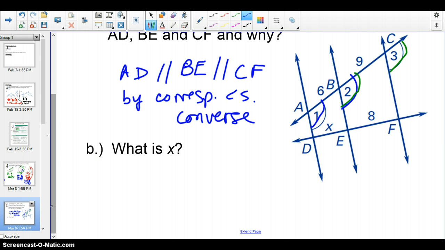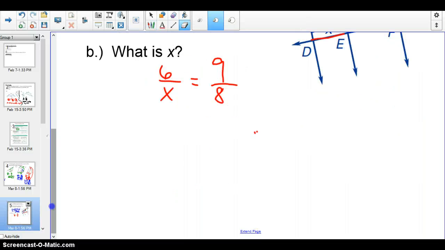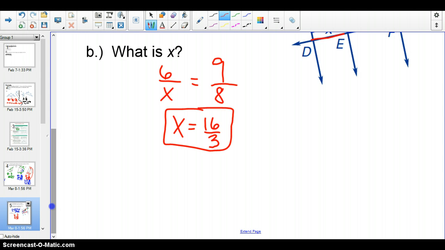Okay, so now they want us to solve for x, and if you remember from our vocab earlier, these parallel lines create all kinds of ratios in this figure. One proportion that is true is that 6 must be proportional to x, just like 9 is proportional to 8. You could have also done x divided by 8 is equal to 6 divided by 9. There are others of you that would do it differently. Again, more than one way. So x turns out to be 16 over 3. All right, last one.